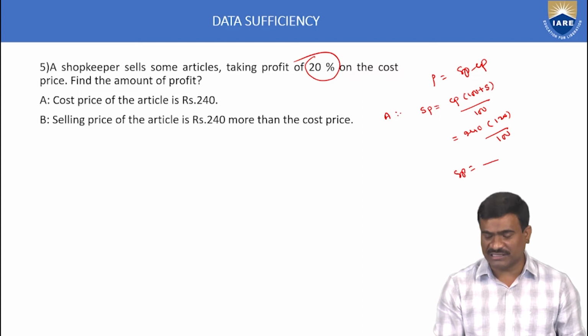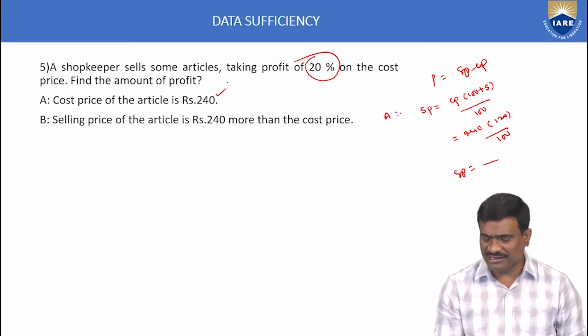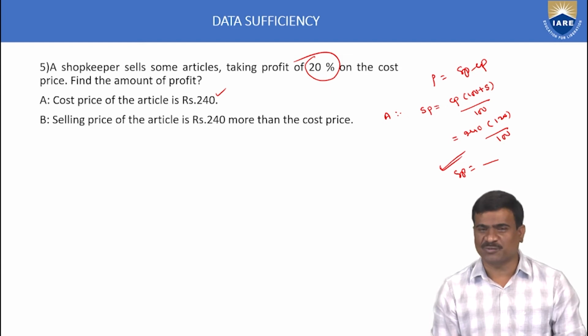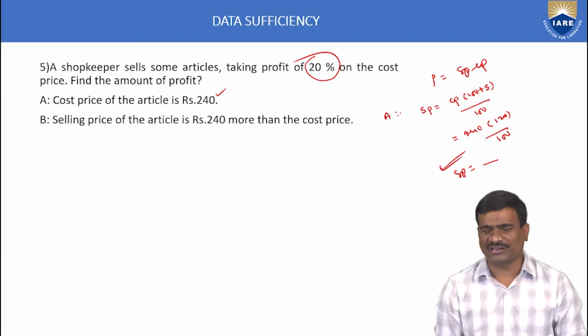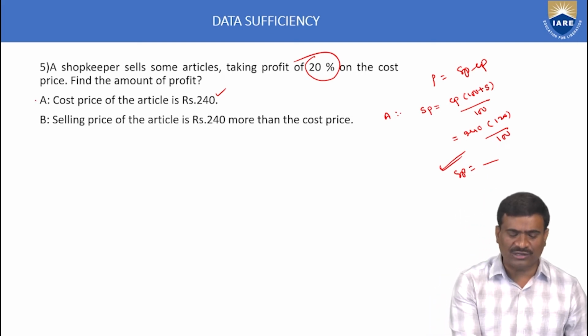Cost price is given, and selling price also can be found in this equation. These two values are possible. Then calculate profit. Profit means selling price minus cost price. Then A alone is sufficient.